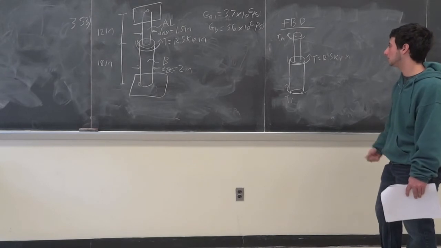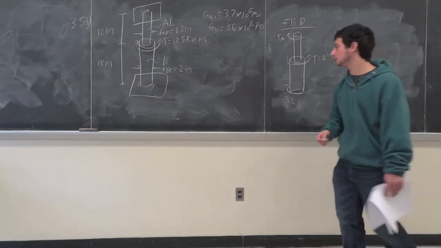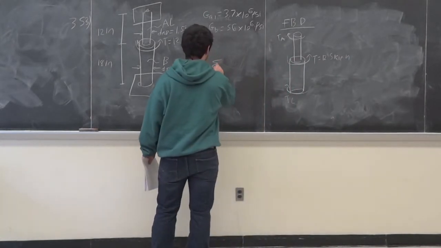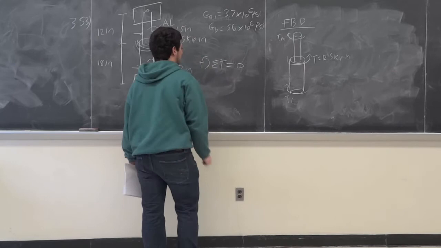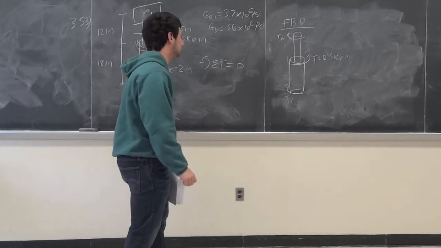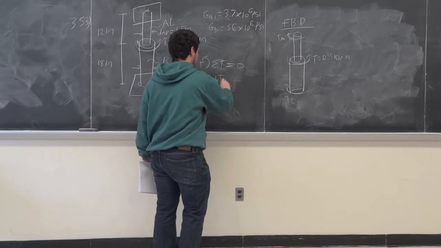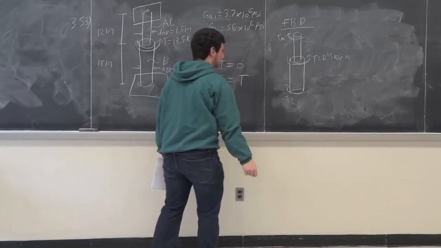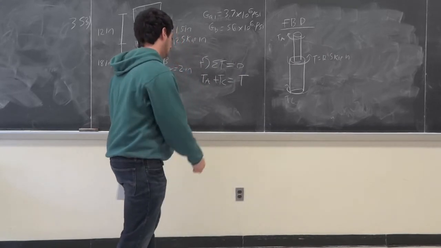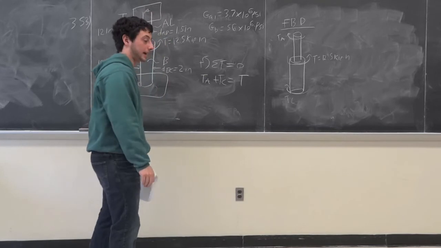Okay, so what do we get from statics if we sum the torques? Counterclockwise is always positive. You get TA plus TC is equal to T, the torque, and we know that torque is 12.5 kip-inches. You can't do anything more with this, so we're going to have to use mechanics of materials.